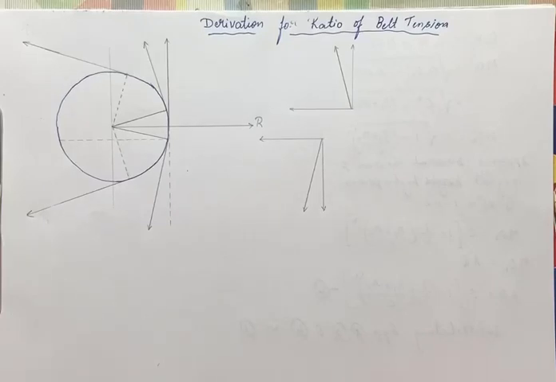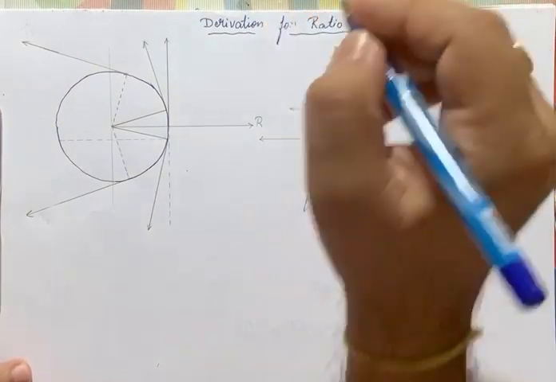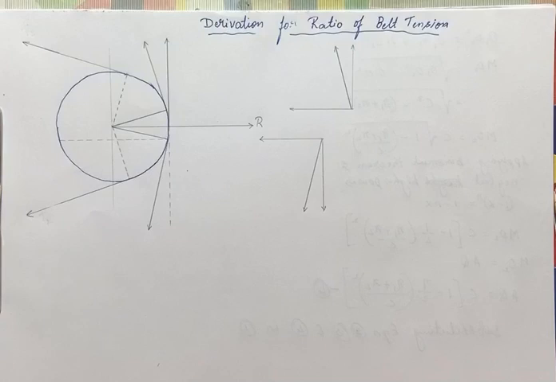In the last video, we discussed the derivation of the length of an open belt drive and the length of a cross belt drive. In this video, we are going to derive the ratios of belt tension.